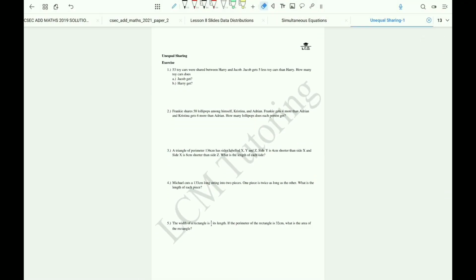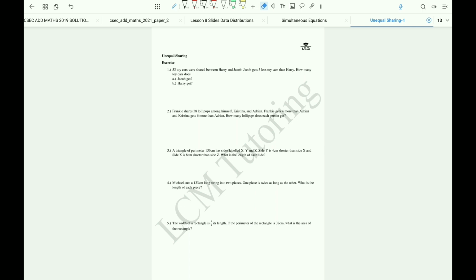Okay, so we're going to take a look at these unequal sharing questions. Now, before we begin, let's speak a little bit about unequal sharing. You as a student might be familiar with equal sharing, or as it's more commonly known, division. Let's look at an example. If I had 24 sweets and I wanted to share them equally among 2 students, each student will get 12 sweets, right? So each student would have gotten the same amount.